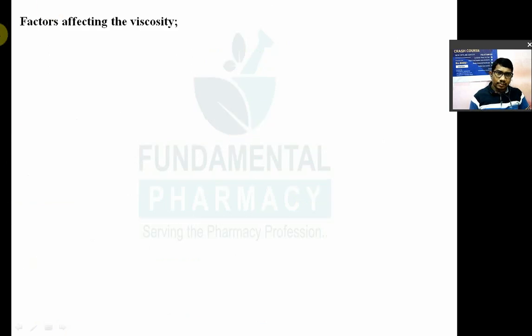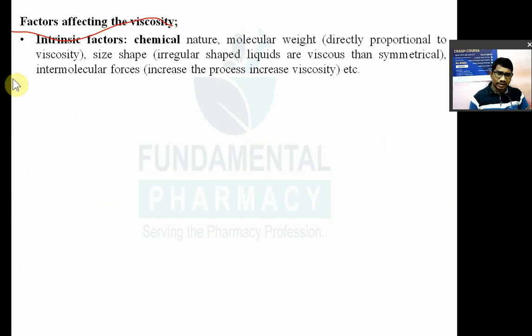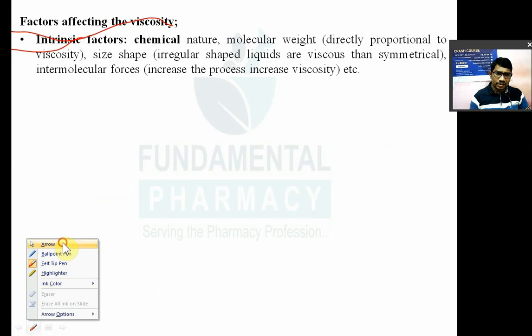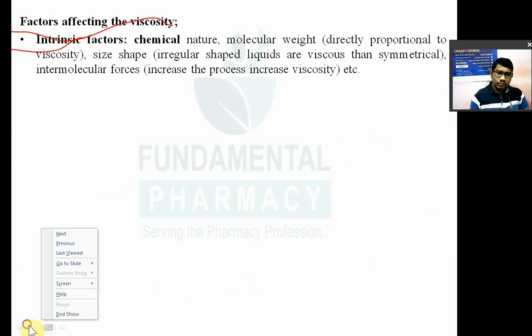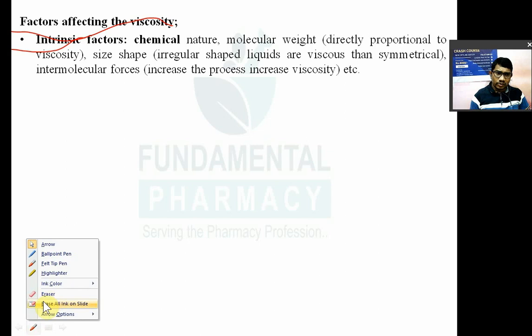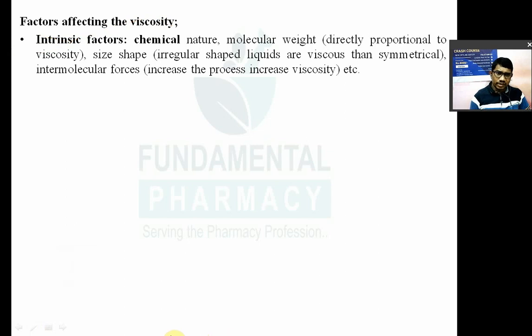Now, factors affecting viscosity. There are two factors, intrinsic factors and extrinsic factors. Intrinsic means factors inside the molecule, and all these are known as intrinsic factors. So you have chemical nature and molecular weight. If molecular weight is increased, obviously viscosity will increase. So molecular weight is directly proportional to the viscosity of a liquid. You have to remember, whose viscosity increases, its molecular weight also increases.